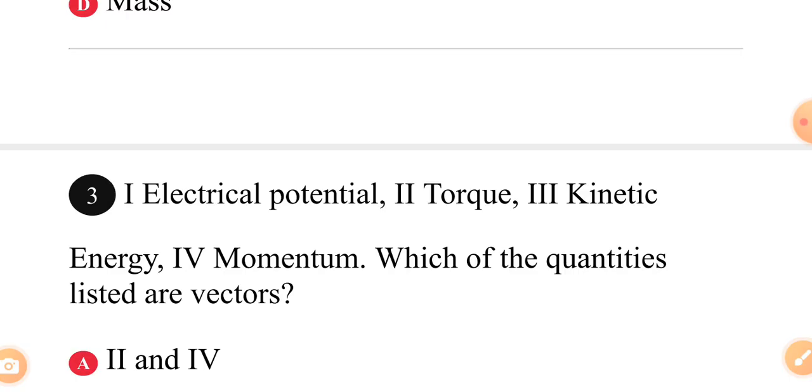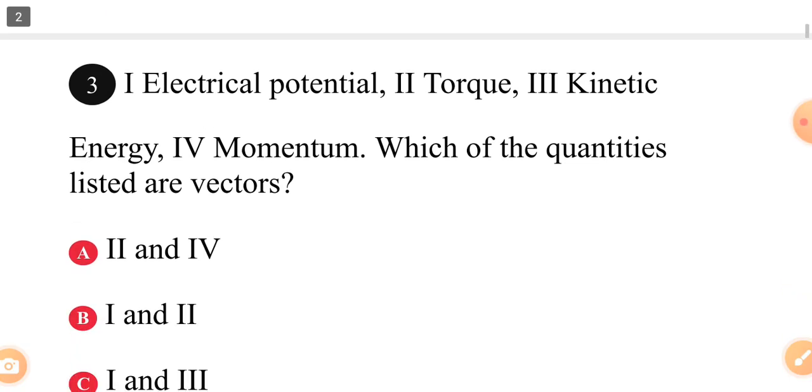Look at this question. Number 3 is very technical. I. Electrical potential. II. Torque. III. Kinetic energy. IV. Momentum. Which of the quantities listed are vectors?